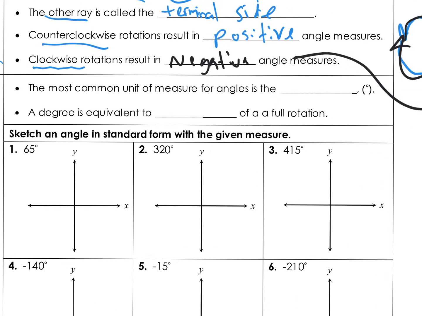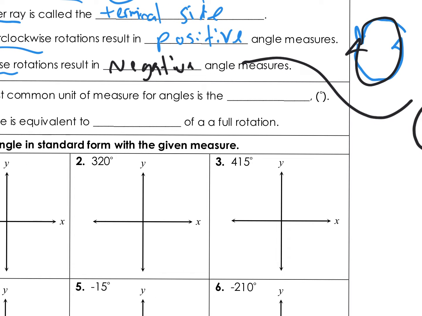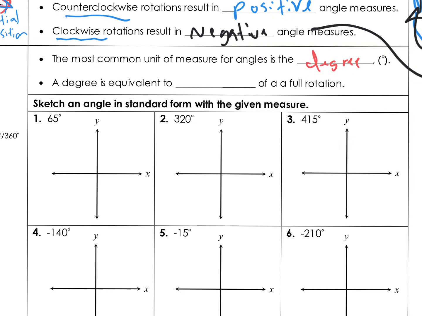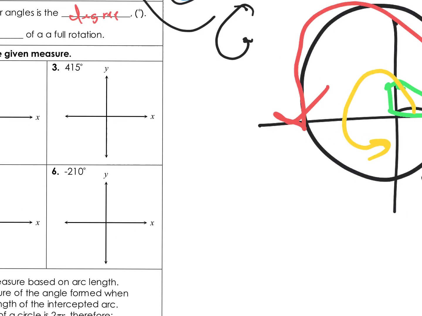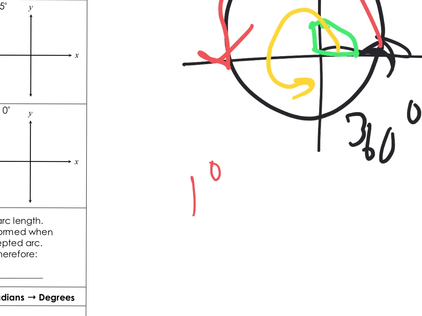The most common unit of measure for the angle is the degree. A degree is equivalent to something of a full rotation. 1 degree is how much of the rotation? 1/360? Louder. 1/360? Where'd you get the 360 from? Because there's 360 degrees. There's 360 of them in the circle, so if you just do one of those, which would be almost impossible to graph by hand, to ask you, okay guys, I want you to graph 1 degree. Here I go. Looks like this.